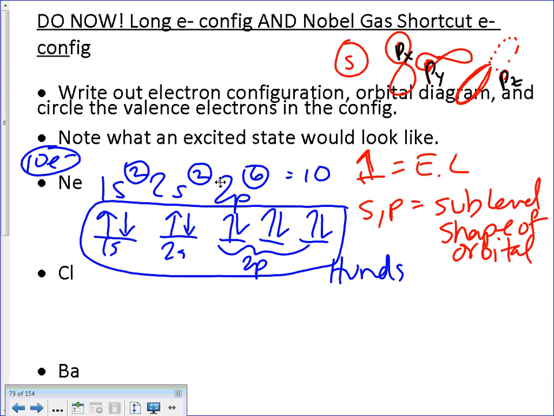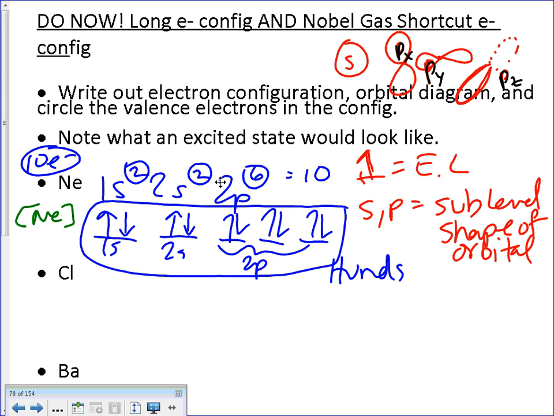Second, you can write these longhand versions of electron configuration in a much shorter way. It's called the noble gas shortcut. Where are the noble gases on the periodic table? Far right, so group 8. Neon is a noble gas. So I'm okay if I say noble gas electron configuration. You can just put neon like this, which is really easy. That's simply because it is itself a noble gas.